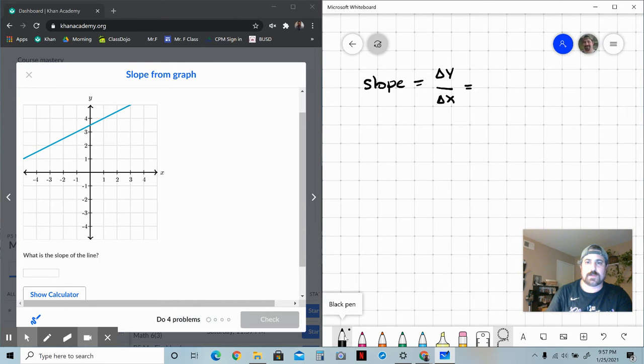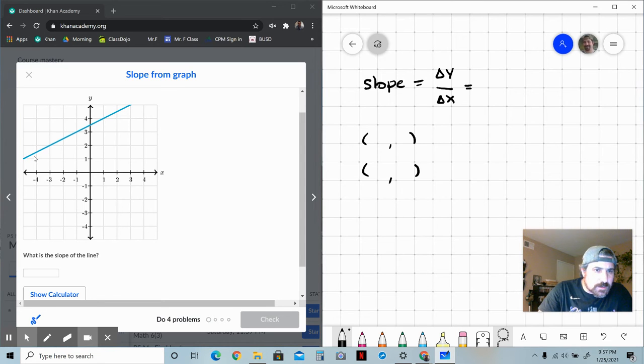So in this case, we just have to find two ordered pairs, whatever two ordered pairs you can identify. And once you have found those ordered pairs, you are just going to find the difference in the y values and the difference in the x values. That will be the ratio that gives you the slope.